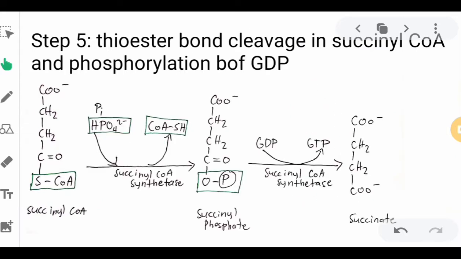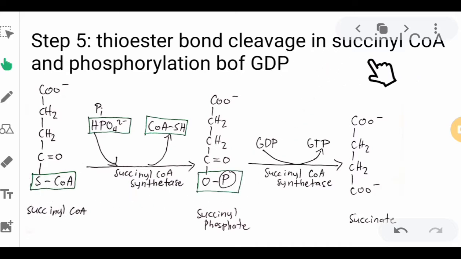And then for step 5, you will be having the thioester bond cleavage in succinyl-CoA and phosphorylation of guanine diphosphate. So from here, the thioester bond cleavage means that we will cleave the bond here. Thioester bond is the bond that connects the sulfur into another carbon. And when you say cleave, it will cut off or split the bond. So, puputulin yung bond na yan.